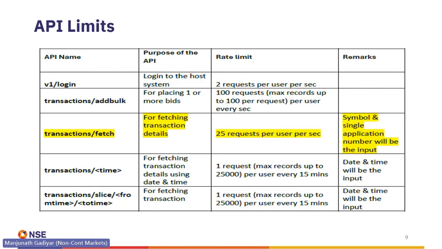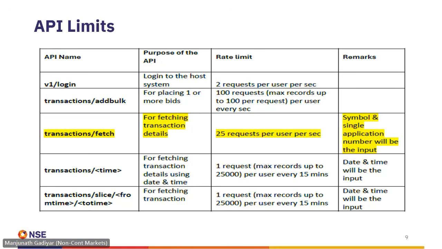Similarly, there is the transaction add bulk API. In one single request, you can place 100 orders, meaning 100 applications. The maximum records which can be sent in one bulk add API request is 100, at 100 requests per second. So 100 into 100 comes to around 10,000 applications that one can send via bulk API in a single second.